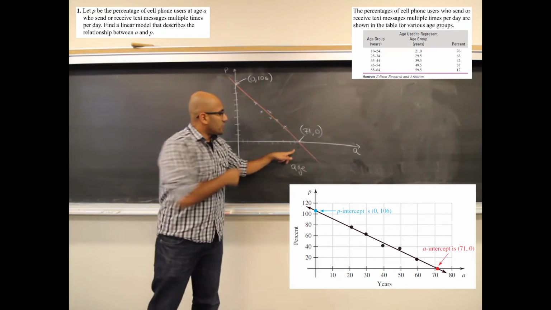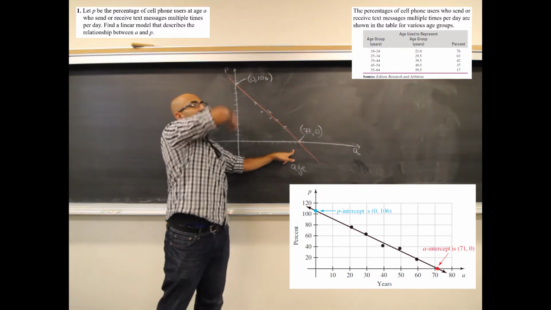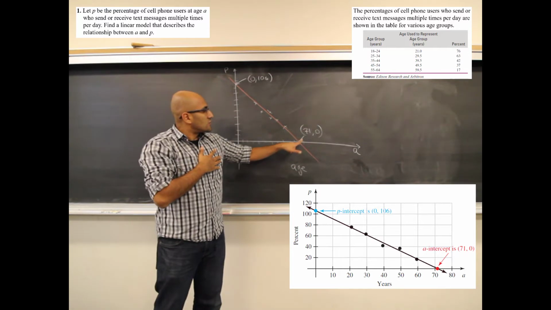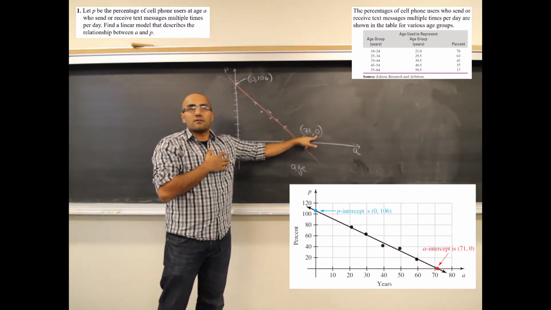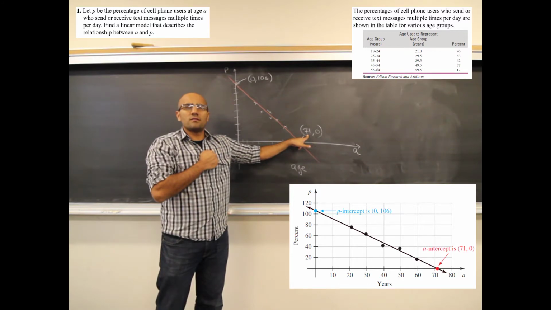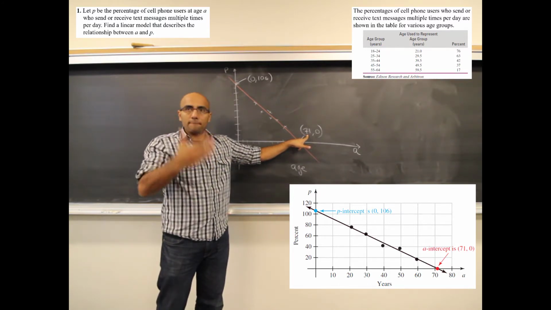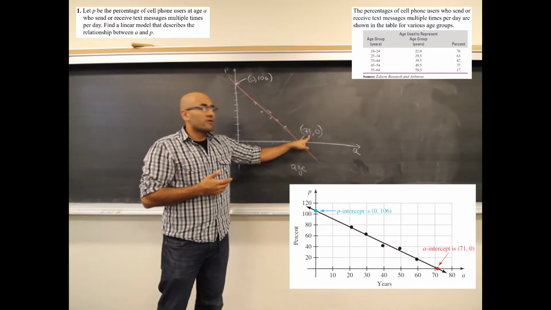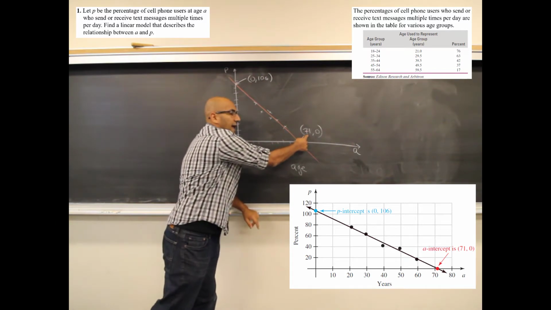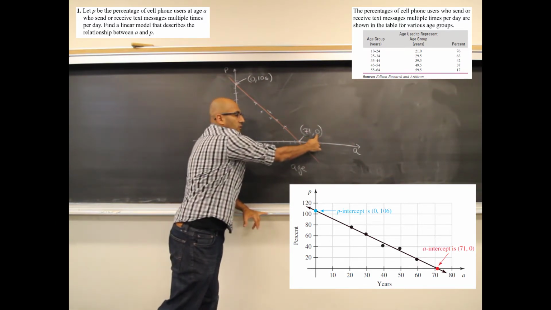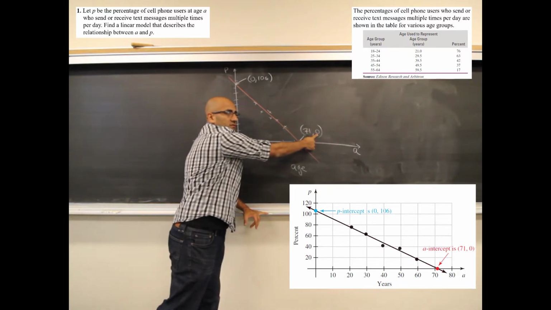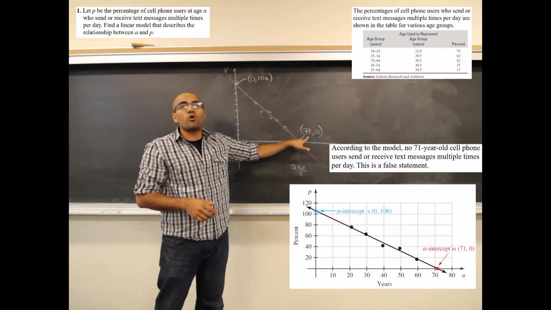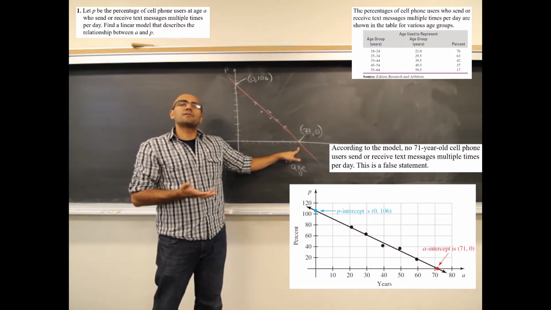What do they represent? So this was ages, and then this was percentage of people that text messaged multiple times per day in some given year. So this is saying that 71-year-olds, this is the A variable, this is the P variable. So 71-year-olds, 0 what? 0% of 71-year-olds text message multiple times per day. That's what this is saying. Does that seem reasonable?